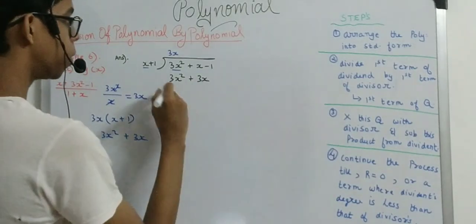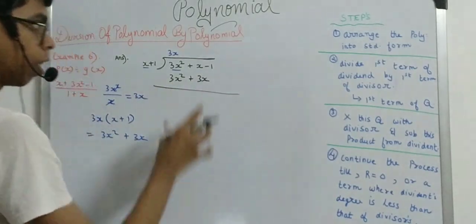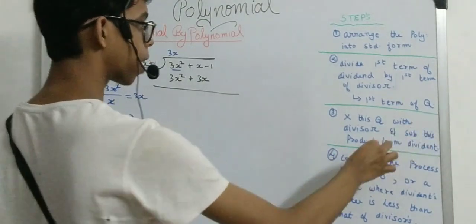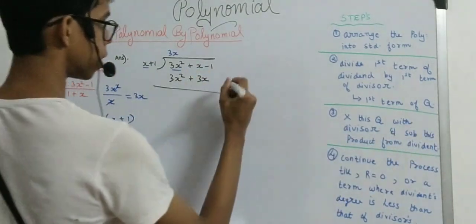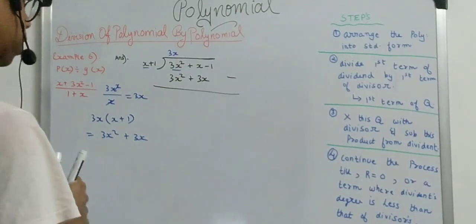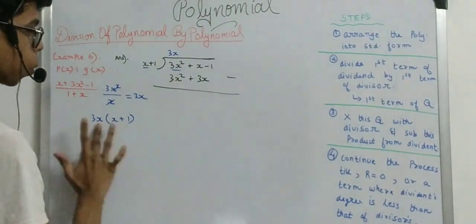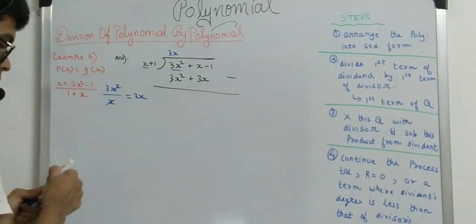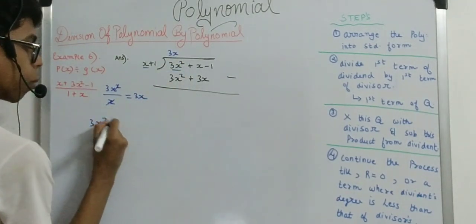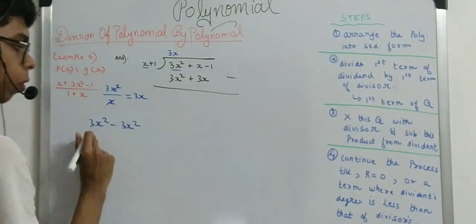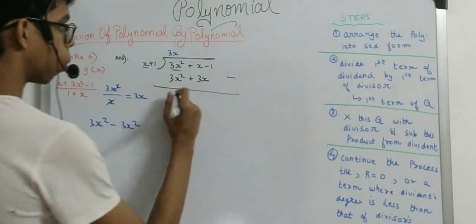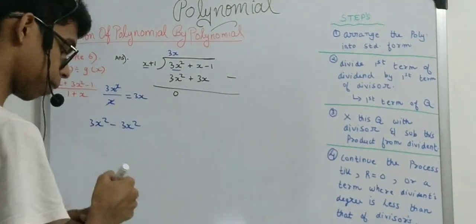Okay, now like we do a normal division, we have got the two sets. Now what should we do? Subtract this product from the dividend. We have to just subtract the two numbers. Okay, so when we subtract, first one is 3x square minus 3x square. You know, 3x square minus 3x square is what? It is 0. So we can write 0 over here.